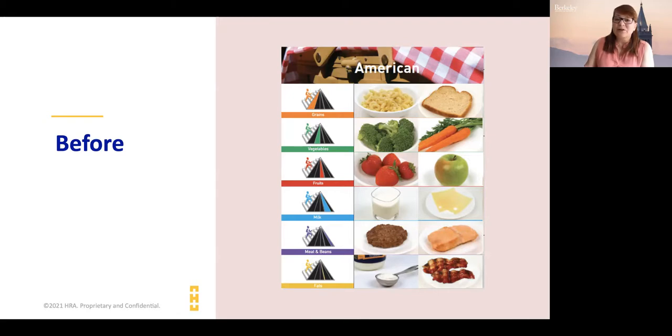The title here is American, although there might be a facing page that says something else like American foods, but that's an incomplete title and it's a little ambiguous. It leaves room for misunderstanding.